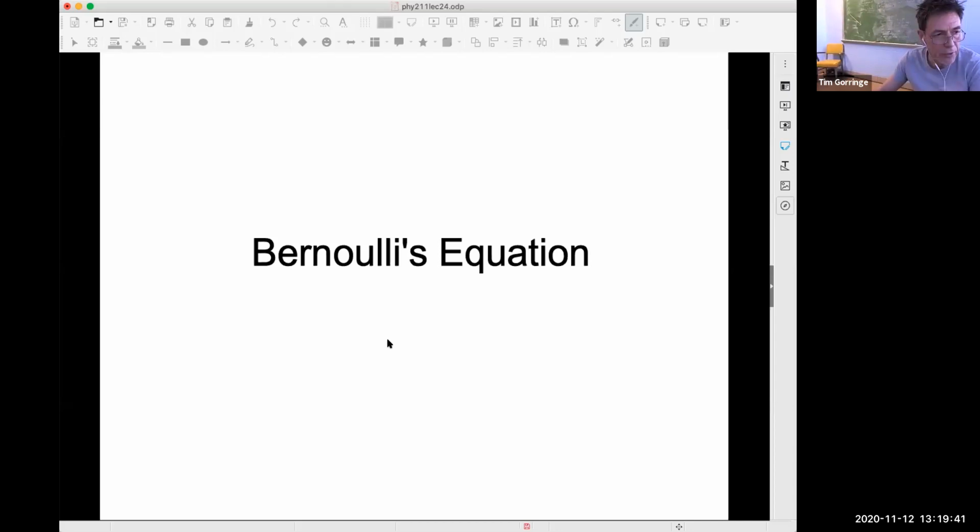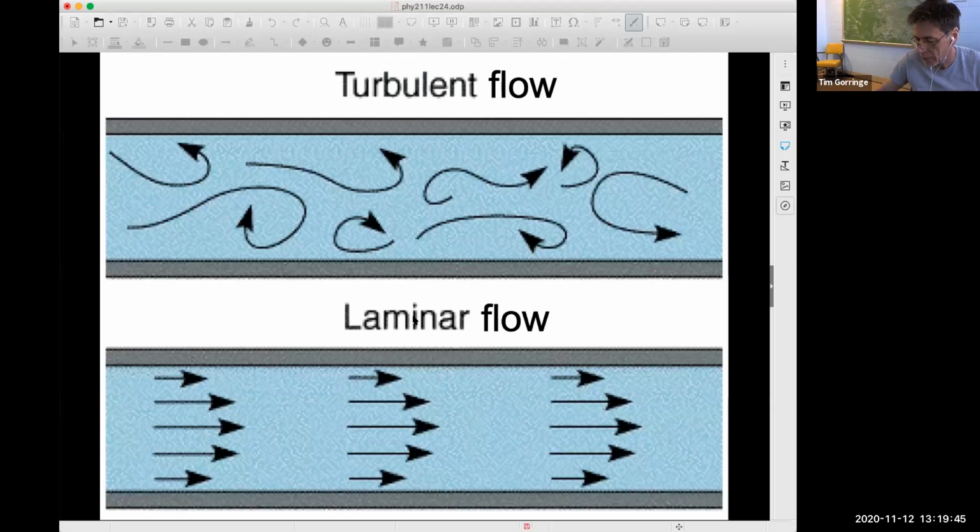And I'm going to talk about Bernoulli's equation, and we're going to look at an illustration of it. So let me just say a few words about the context of Bernoulli's equation. It's about fluids in motion. It's about flow of fluids. But there are actually two categories of fluids in motion. One is called turbulent flow, and one is called laminar flow.